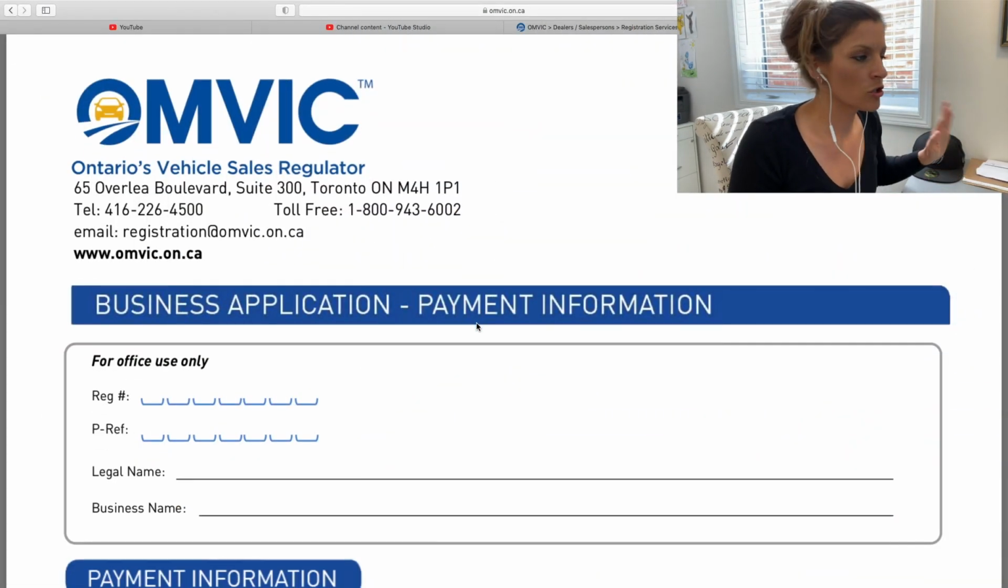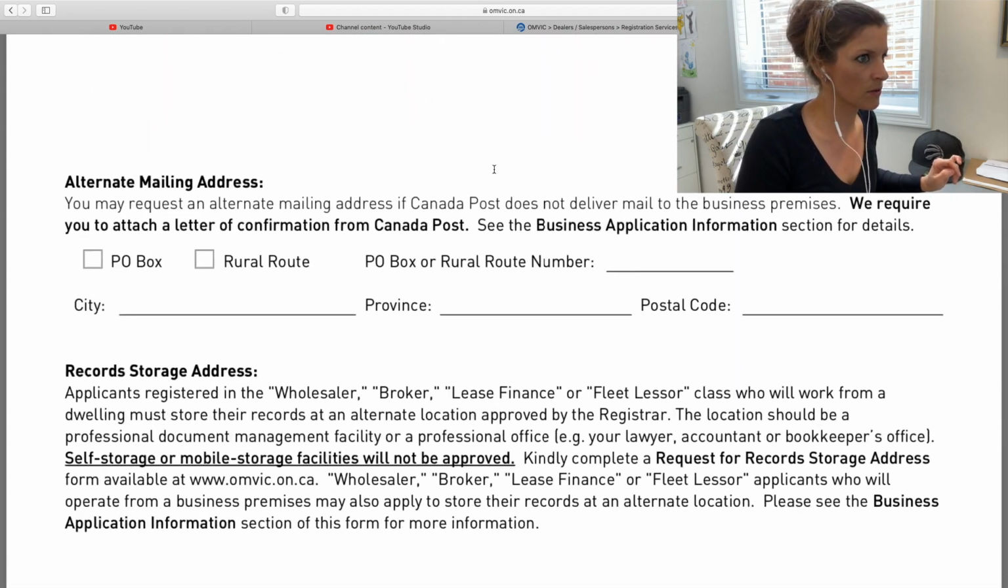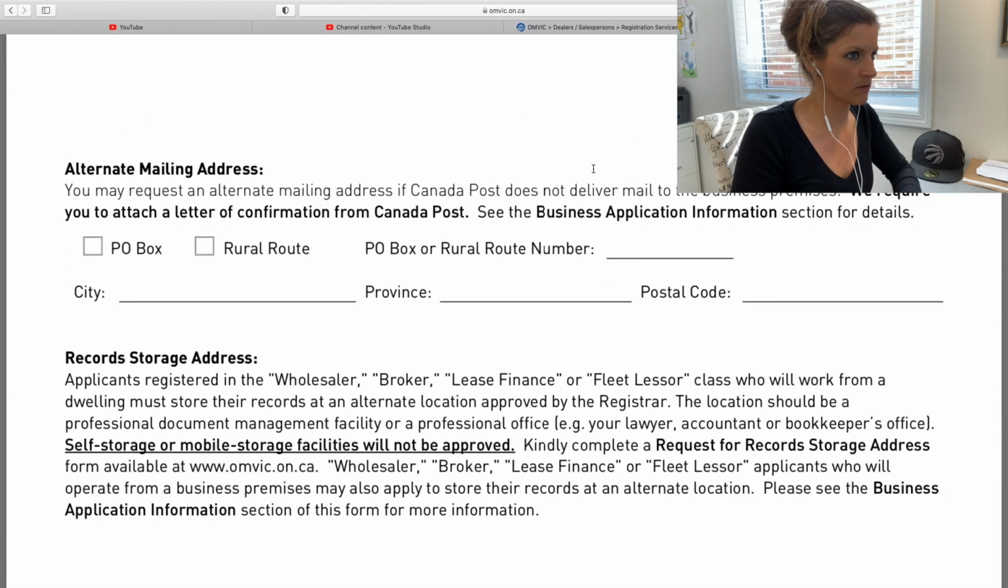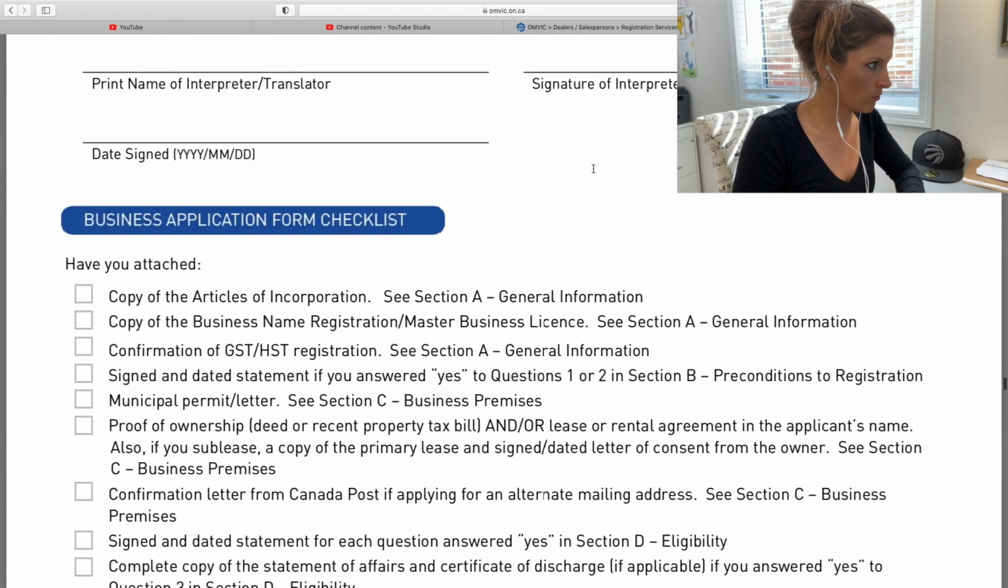Again, like I always like to do to sort of preview the form, I scroll all the way down to the bottom to see what kind of checklist they have. And here's the checklist, just so we know what we're going to need.